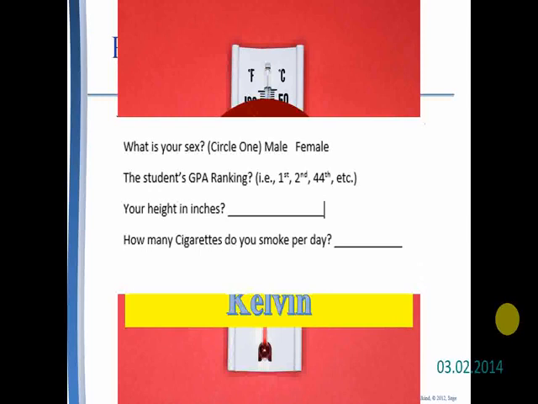Your height in inches, so everybody can be measured in inches. Nobody has a height of zero. And then finally, how many cigarettes you smoke per day would be a ratio level. It's a true number. People can smoke 45 cigarettes a day, or they may abstain completely and score a true zero.